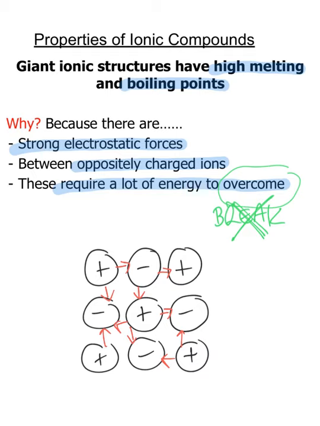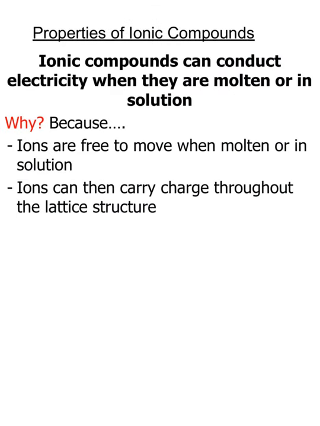Each of those red arrows is representing an electrostatic force, and each of those electrostatic forces is very, very strong. Therefore, having a large amount of strong electrostatic forces between oppositely charged ions means they have high melting and high boiling points, because each of those electrostatic forces has to be overcome for the structure to be melted or boiled. If each of those forces requires a lot of energy, it means the melting and boiling points will be higher.